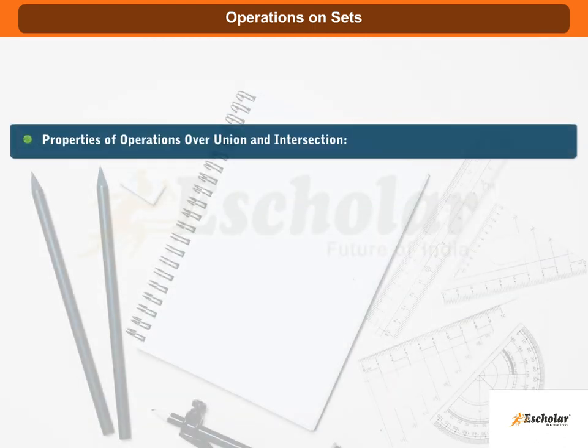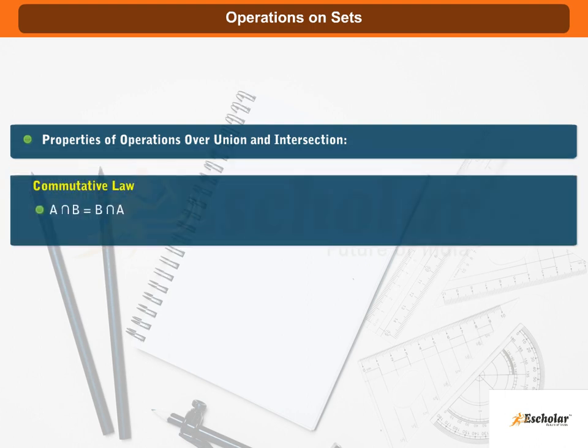Properties of operations over union and intersection. The first is the commutative law. A intersection B is equal to B intersection A. A union B is equal to B union A.